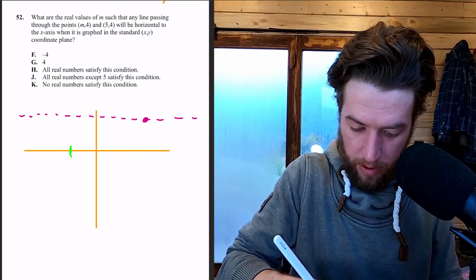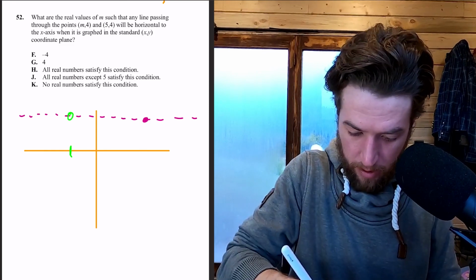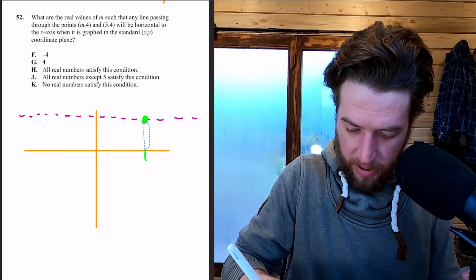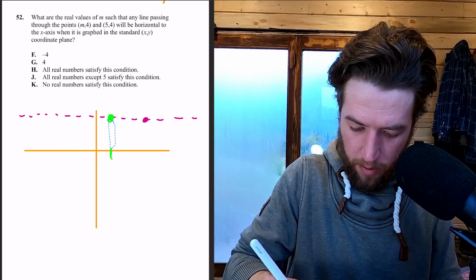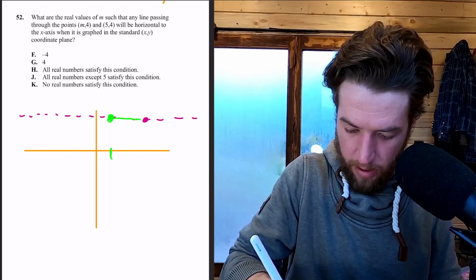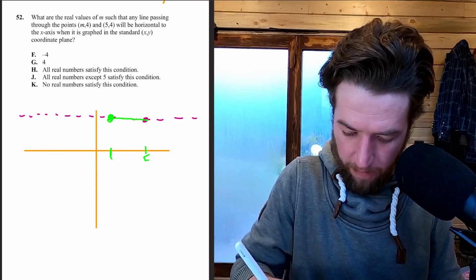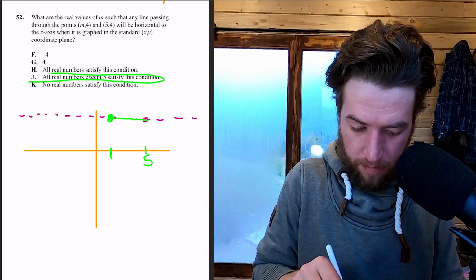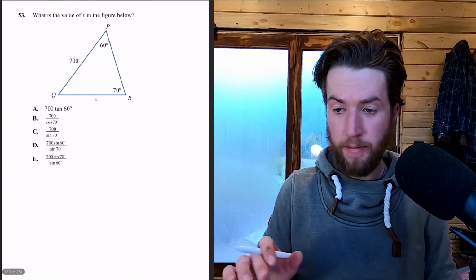Let me even do it like this. It can be any value except this value right here. So any other value, you're going to connect them and make a line, except for 5. So all real numbers except 5. Hey, look at that. All right, on to the next.